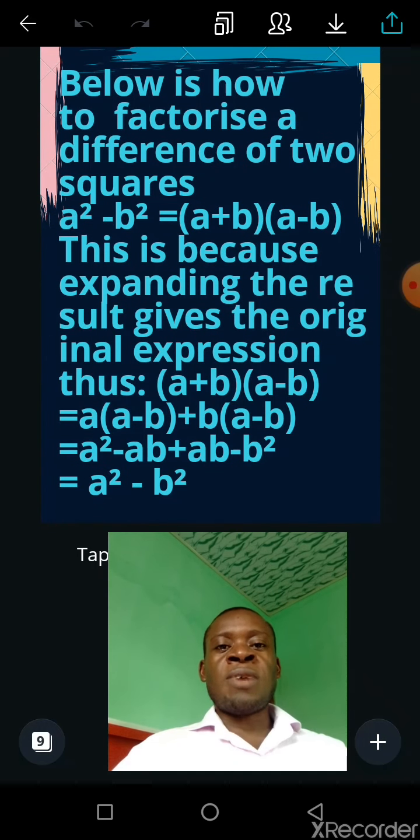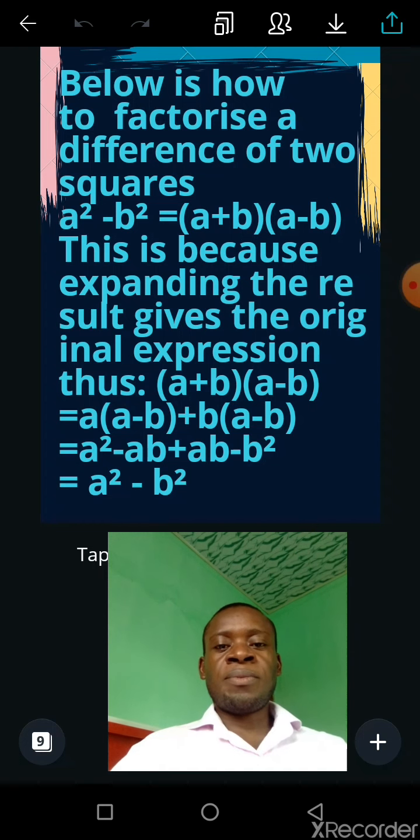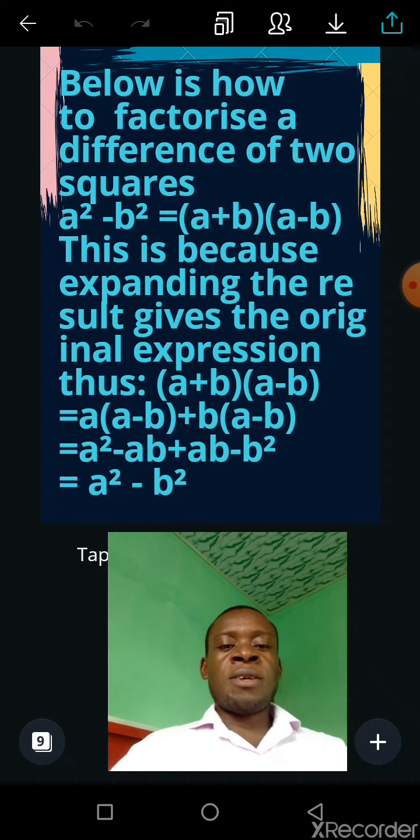Below is how to factorize difference of two squares. a squared minus b squared will give us bracket open a plus b bracket close, bracket open a minus b bracket close. So how do we arrive at this? You find out that we have a squared, that is two a's, and we have b squared, that is two b's. You pick the first a and add it to the first b. That's what we have in the first bracket. You go to the next bracket, you pick the second a and subtract the second b. Then you close the bracket. That is how we come about that.